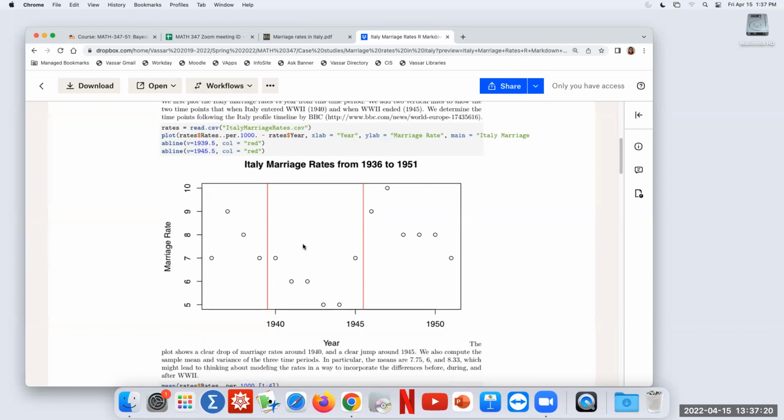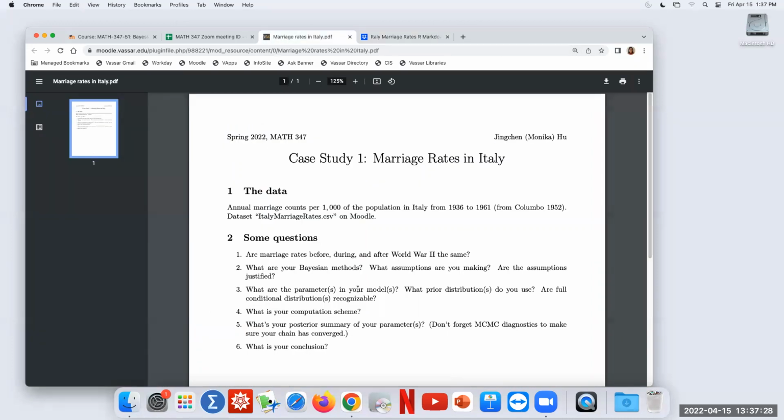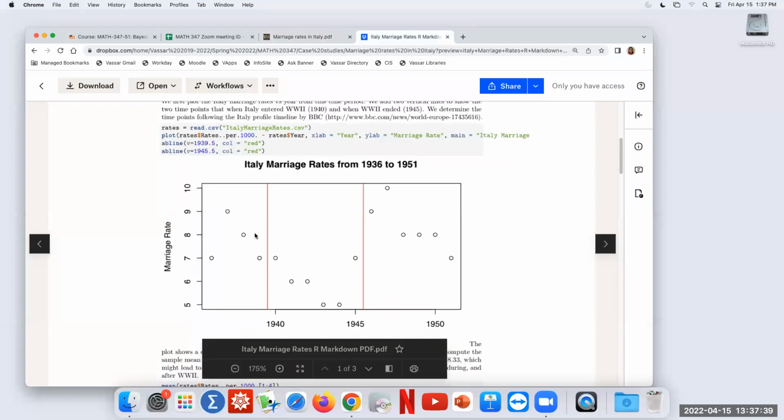I put the two lines over here mostly just to give you a sense of the question here: are marriage rates before, during, and after World War II the same or different? I picked two time points to separate before, during, and after, so we have three different timelines. Then you can guess, or infer using certain methodology, whether there are indeed differences between the three periods of time. So that's a simple plot.